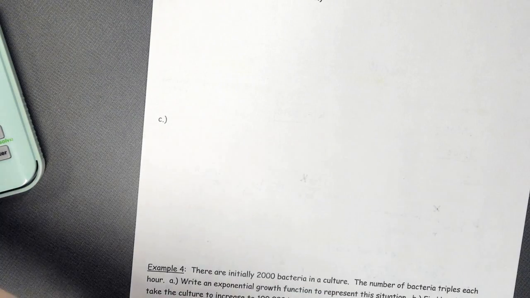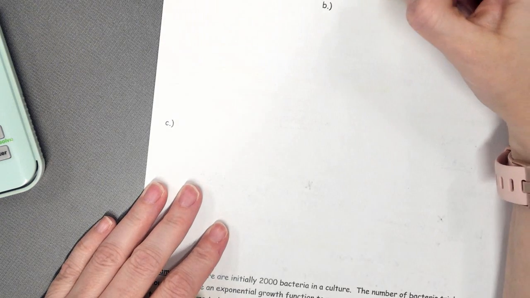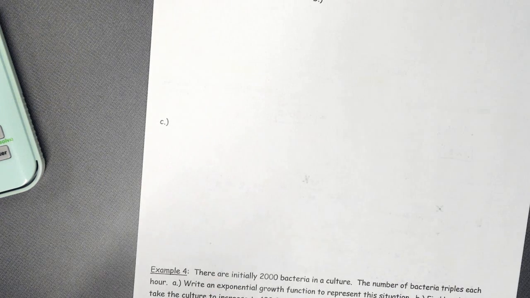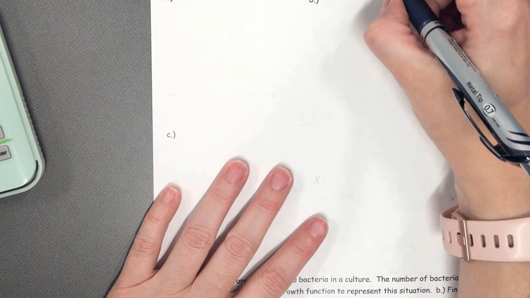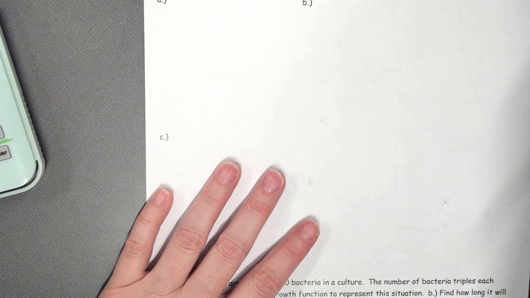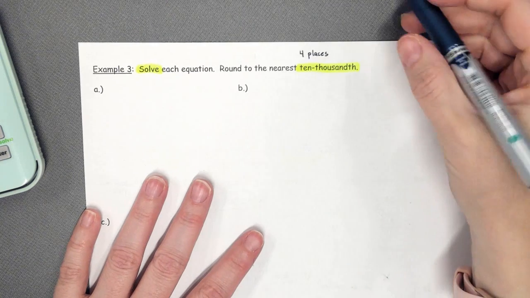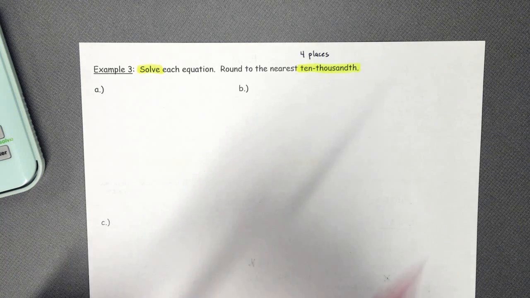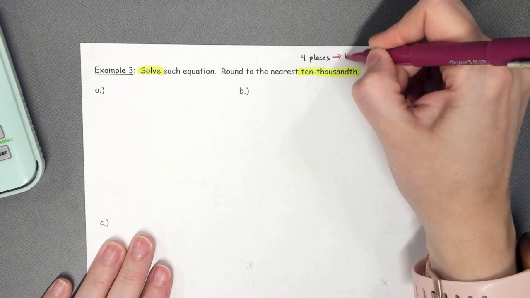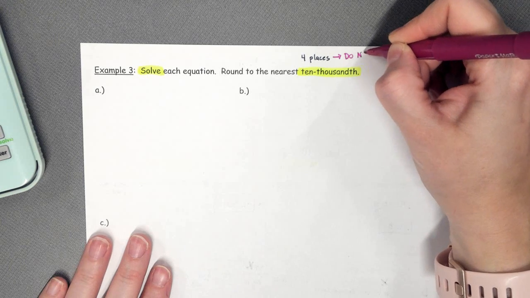Okay, so when you are solving the equations and they ask you to round to the nearest 10,000, okay, we know that's 4 places now, and make sure that you don't round until the last step. So 4 places, and then do not round until the last step. So don't round early.